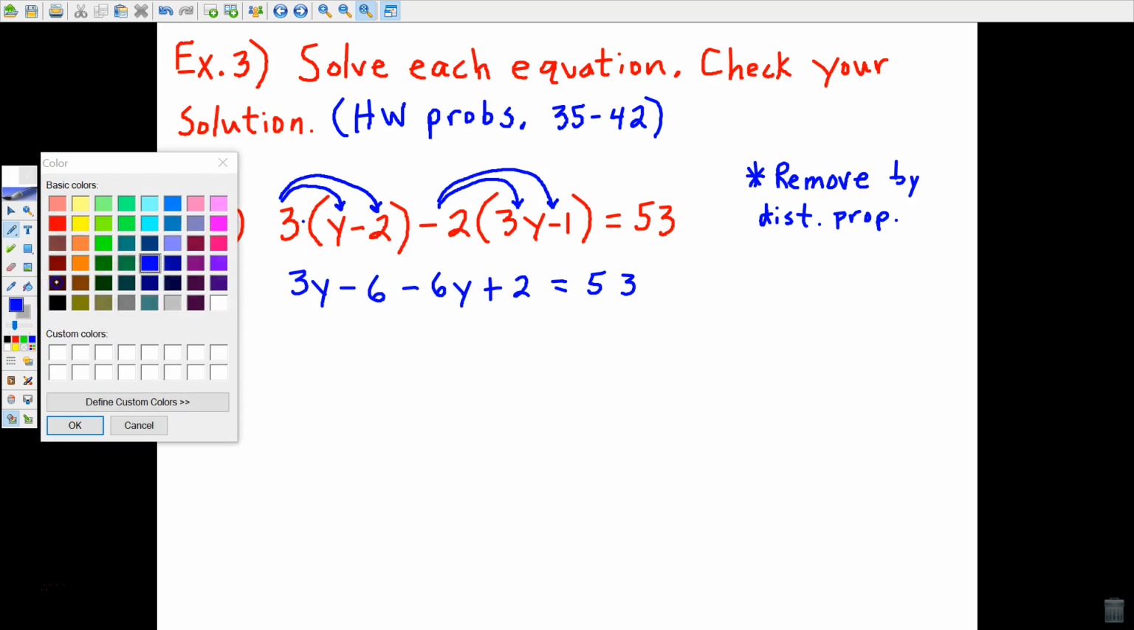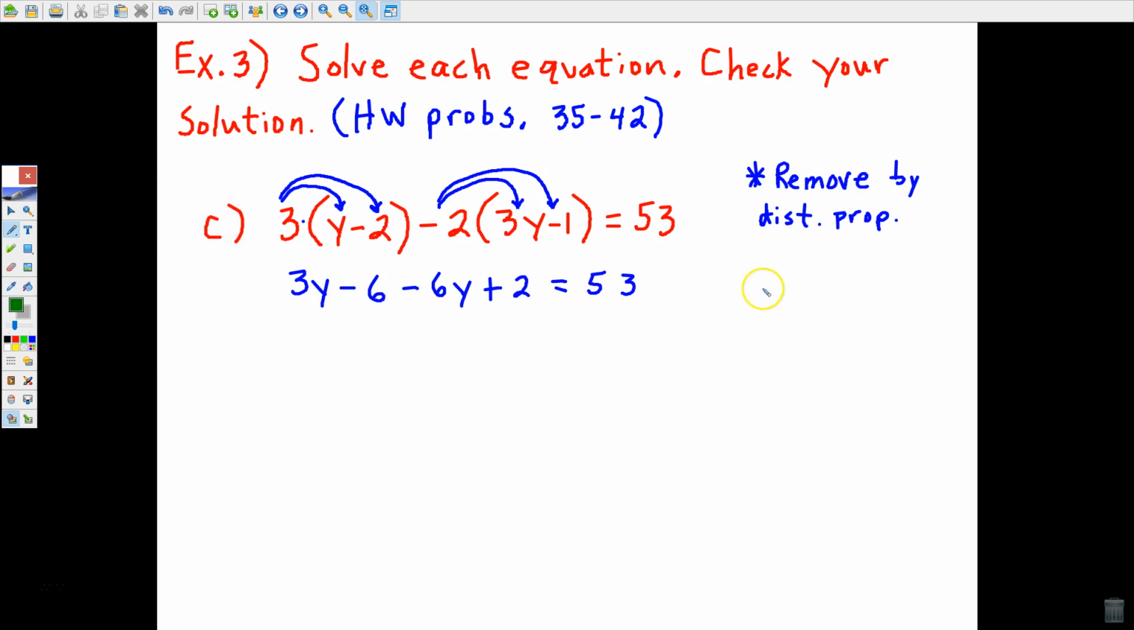And now I'll change colors since I'm going to change procedures here. Remember, simplify by CLT, combine like terms. I have a couple of like terms. I have 3y, and don't forget, this is negative 6y. 3y minus 6y, or if you want to change this to plus negative 6y, I'll leave that to you. But when I put these two y terms together, I get negative 3y. And I also have like constant terms, negative 6 and plus 2. Negative 6 plus 2 is negative 4.